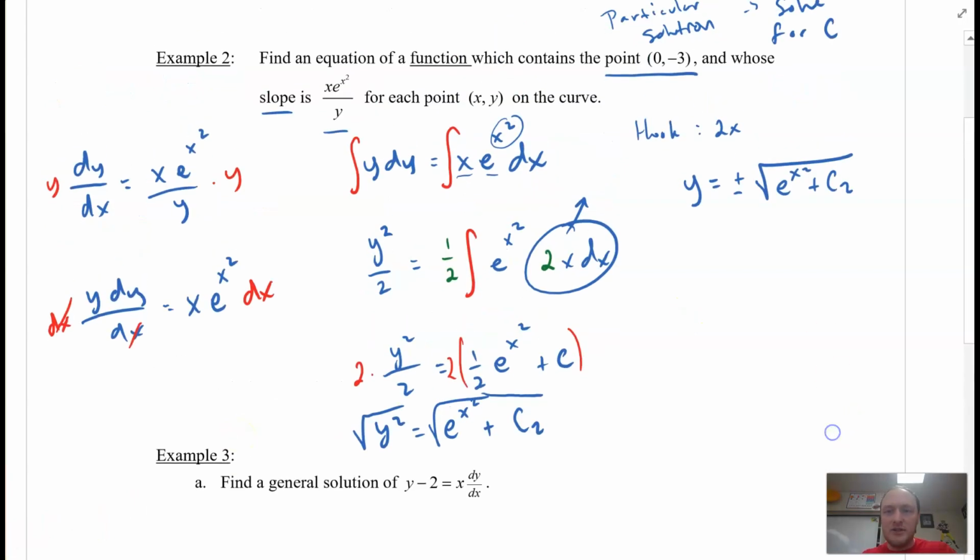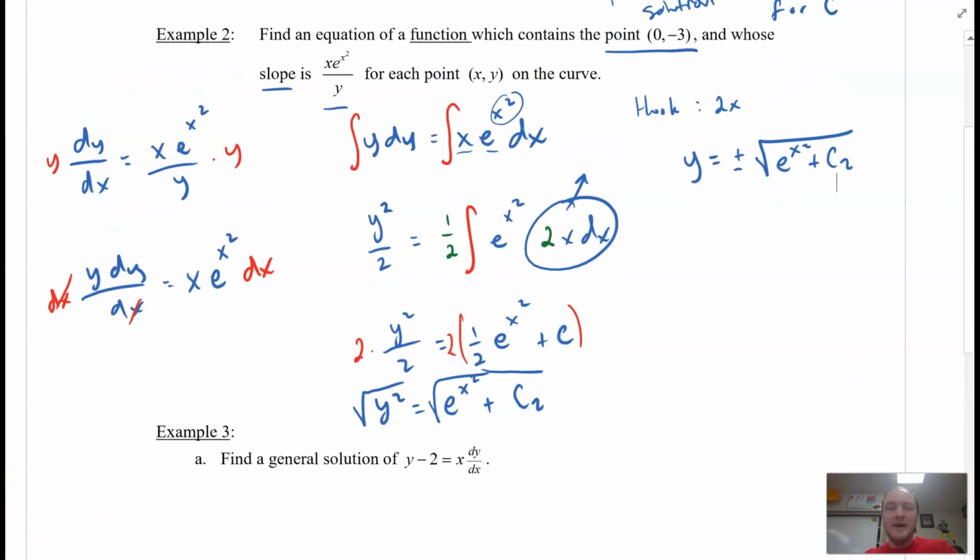All right, now what we're going to do at this point is we're going to go ahead and plug in our point. So I'll switch to a different color here. And I want to notice how we have 2 equations. So which equation am I going to use to go ahead and solve with this point? And I want you to notice the y value. The y value is negative. So what I'm going to use is I'm going to use the negative function only. So negative root e to the power of x squared plus c2, okay?